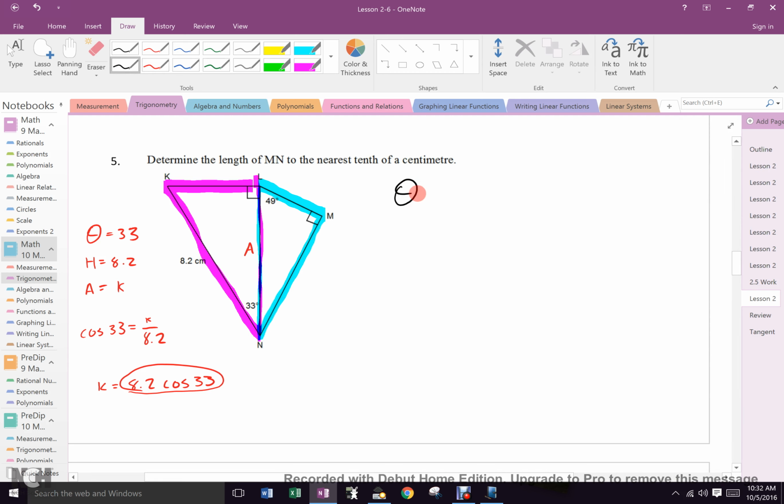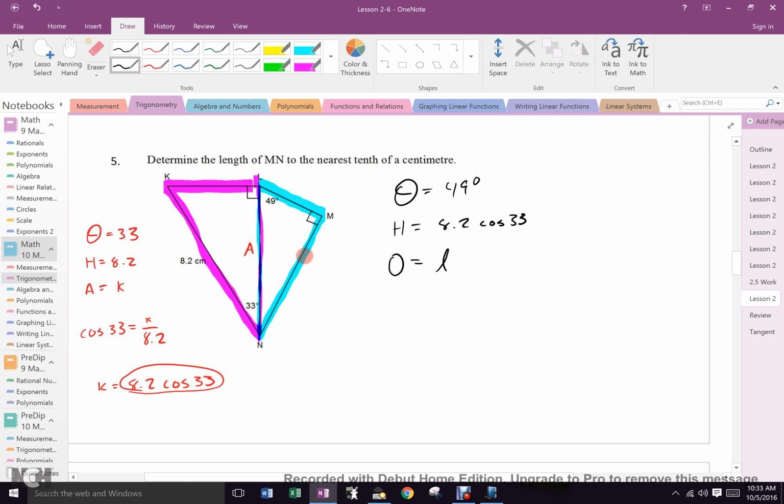What do I have? Do I have a theta? 49. Do I have a hypotenuse? It's this, isn't it? 8.2 cos 33. And I need this side, right? Which is what, from 49? O or A? O. My O, and that side little l, isn't it? Because it's across from big L.